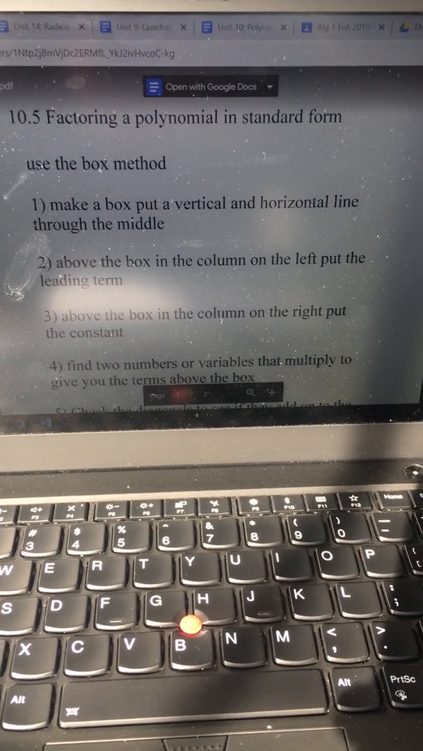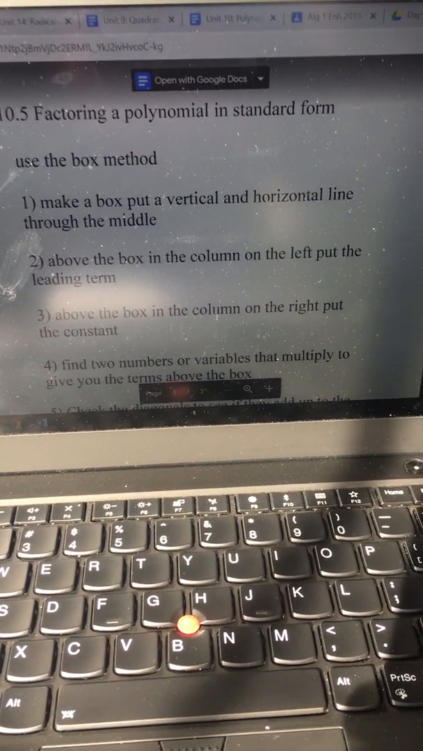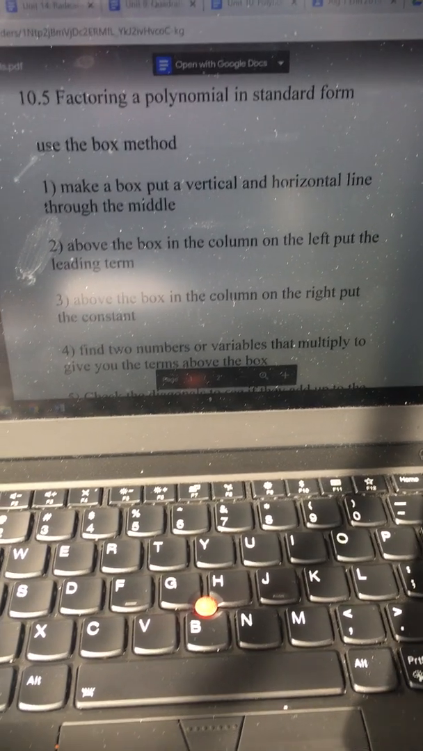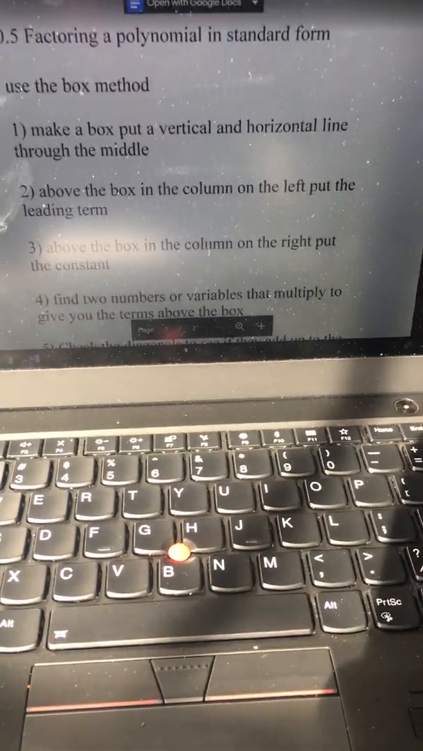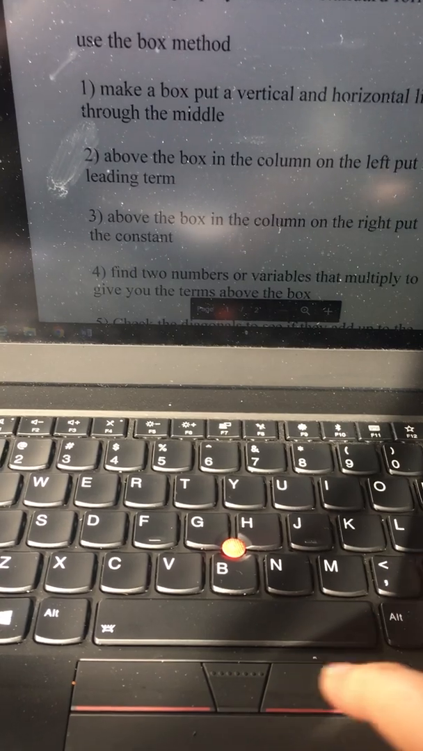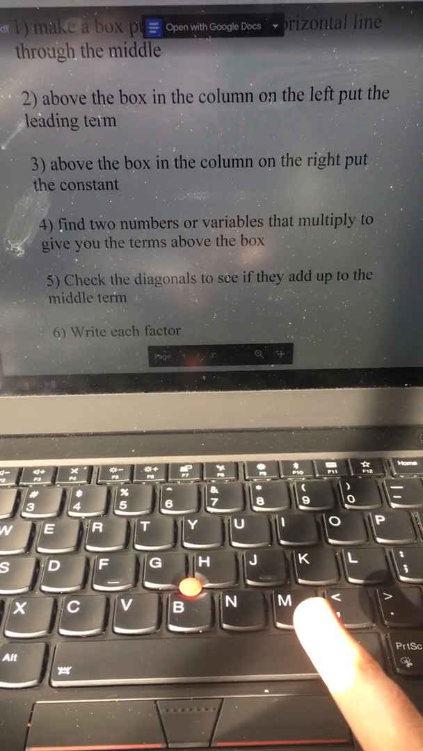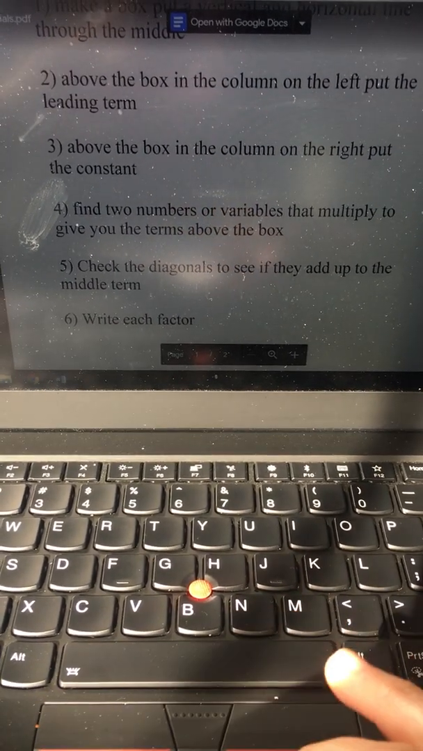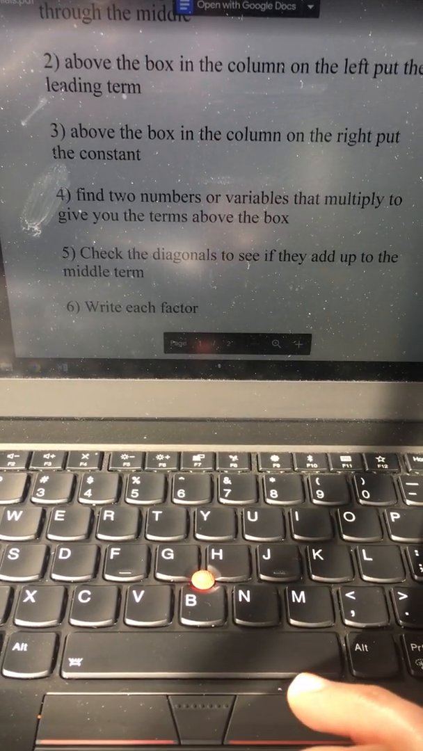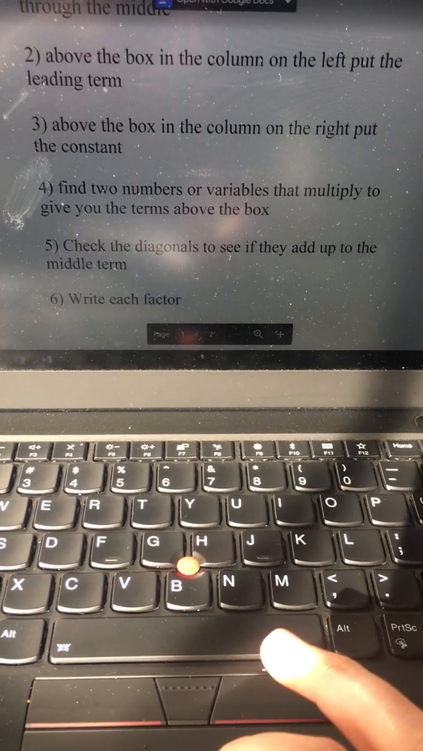So reviewing that, to make the box, we make a square or a rectangle, however you want to. Put a vertical and horizontal line through the middle. Above the box on the left, you put the leading term. Above the box on the right, you put the constant. Inside the box, you find two numbers or variables that multiply to give you what you have above. You check on the diagonals by multiplying, and you add to see if it matches the middle term. If it matches the middle term, you have the correct box, and you write the factors.